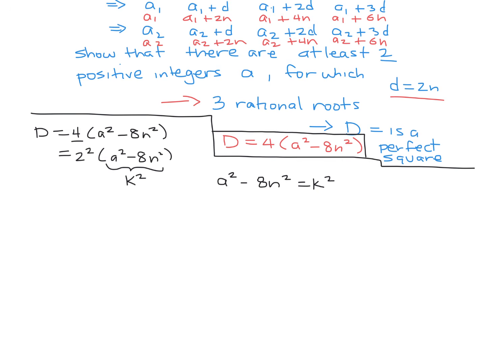Okay, and then, oh boy. Let me rearrange this a bit. I'm going to put the a squared minus k squared on this side, and I think that allows me to factor this, with 8n squared as the very simple product of a minus k and a plus k. I think that might help.